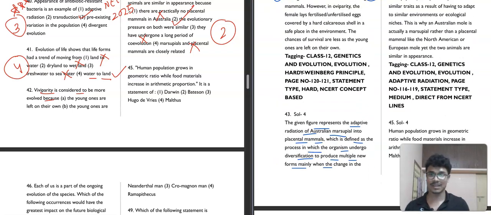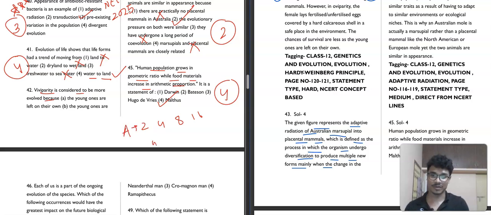Question 45 is saying that human population grows in geometric ratio while food material increases in arithmetic proportion. It is a statement of Darwin, Bateson, Hubbard-Bryce or Malthus. It is given by Malthus. Human population grows in geometric ratio, like 2, 4, 8, 16. That means the food source grows like an arithmetic progression.